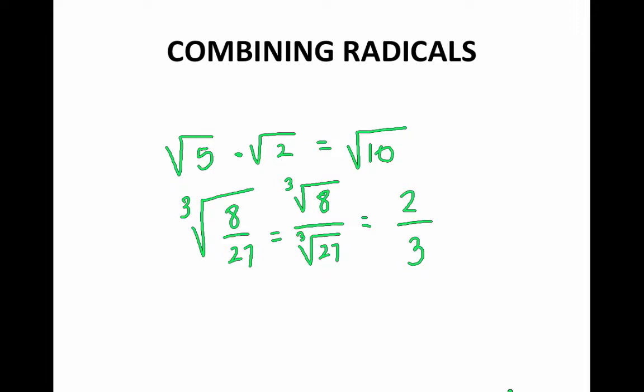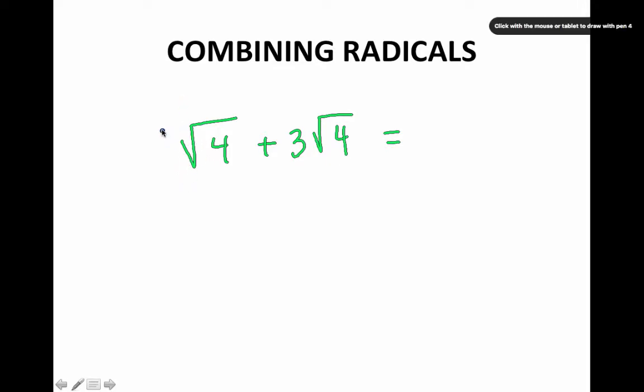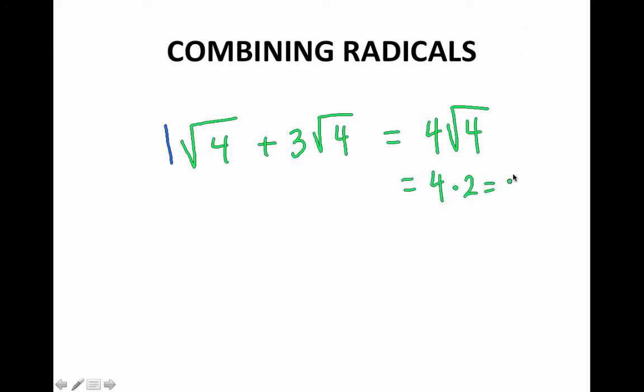But adding and subtracting radicals is a little bit different, because we need to make sure the radicals are like terms before combining them. So in other words, if we had root 4 plus 3 root 4, because these have the same radicand, we can just add them as if they were like terms. There's like an invisible 1 right here, and we just do 1 plus 3, which is 4, and it's 4 root 4. And actually we can simplify that farther, because the square root of 4 is 2, so this would end up being 4 times 2, which is 8.